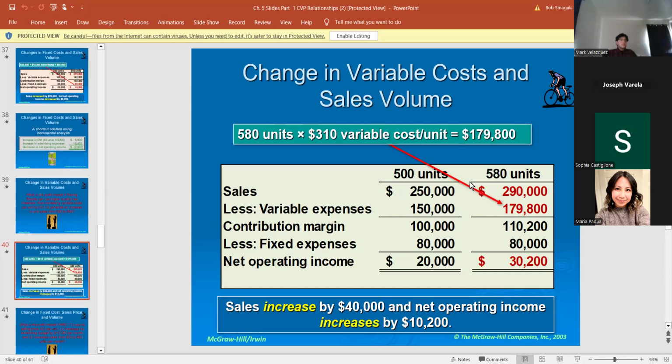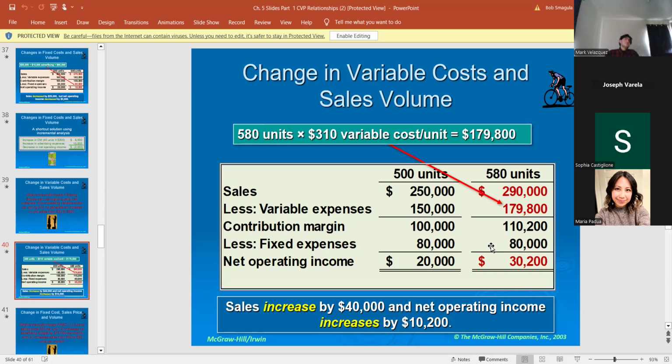580 times the same amount per unit, $500. Now the variable expenses are not 150. They come out to be 179, after we threw $10 more into the variable cost. It was $300 per unit, now it's $310. So we have a new contribution margin of 110.2 minus 80 equals 30,200.